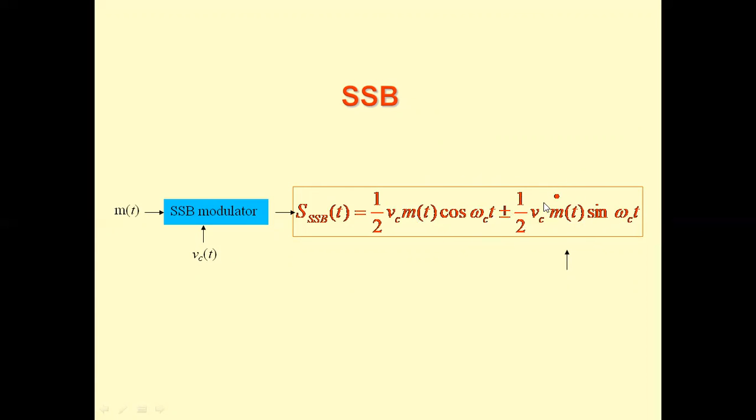Here we use the concept of Hilbert transform to cancel out the unwanted sideband. What is a Hilbert transform? It is a wide band 90 degrees phase shifter. This SSB modulator requires a Hilbert transform.